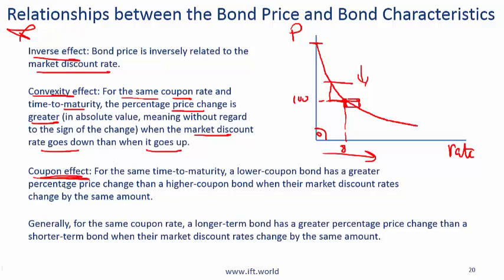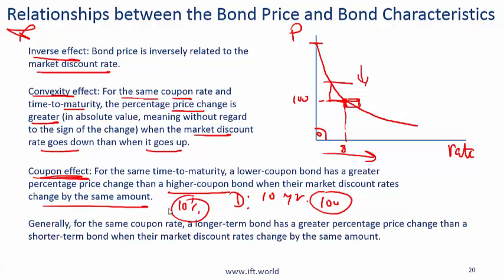Next point, coupon effect. For the same time to maturity, a lower coupon bond has a greater percentage price change than a higher coupon bond when their market discount rates change by the same amount. And I'll illustrate this through a simple example. Say you have bond D, which is a pure discount instrument. So it's a 10-year bond and no coupon payments, just a par value of 100 at maturity, and let's say that the discount rate is 10%. So you can calculate the present value.